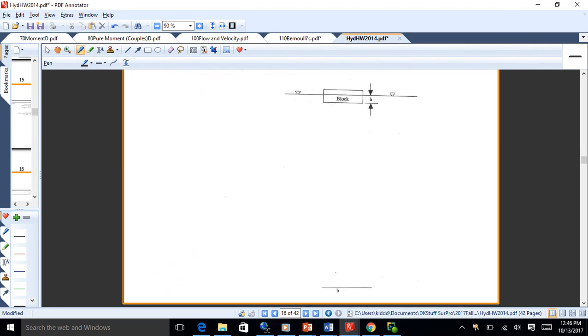Okay, this last one here, we've got this block in the water, and we want to know how deep it will sit in the water if it floats. Are there any questions on this one to start with?